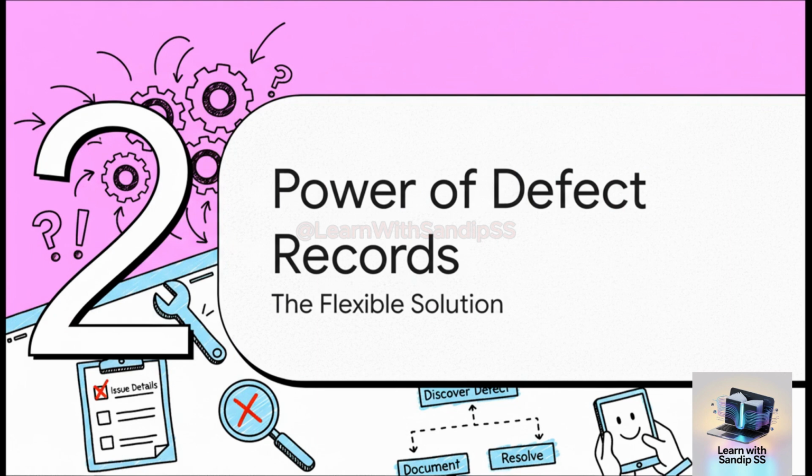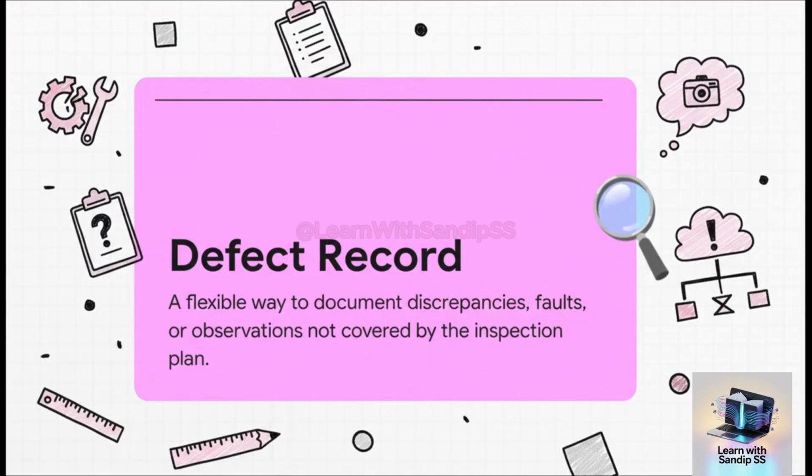So, if we know this standard checklist has its limits, how do we get past them? Well, the answer is a really powerful and flexible solution called defect records. So what in the world is a defect record? Well, to put it simply, it's your way of telling the full story. It's the official tool inside SAP S/4HANA that lets a quality technician write down anything that's not quite right. Whether that's a fault, a little discrepancy, or just an important observation that someone needs to know about.